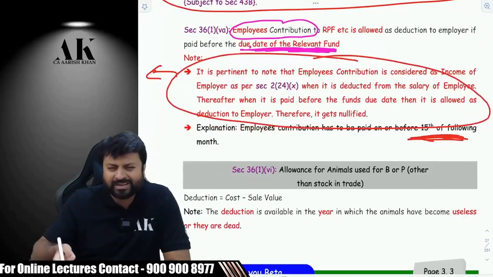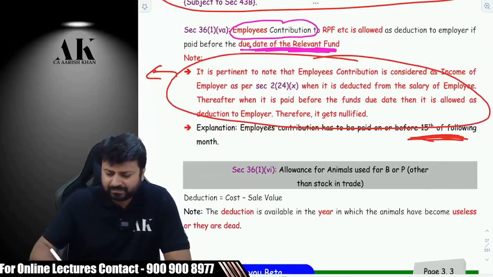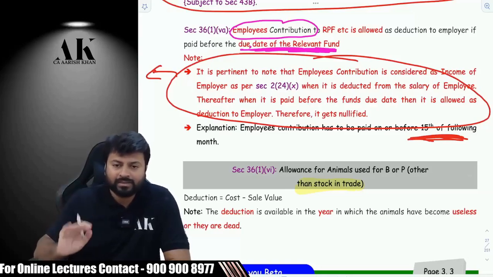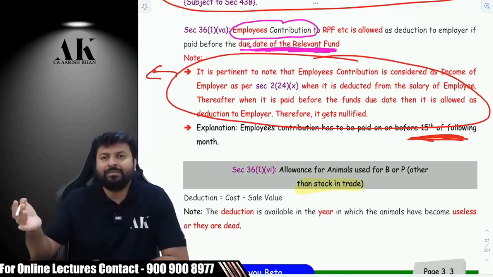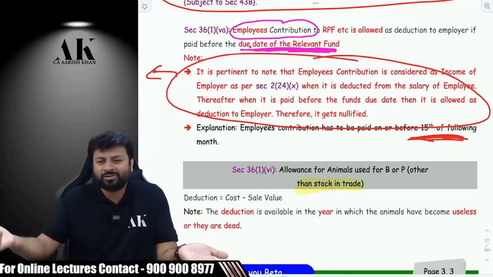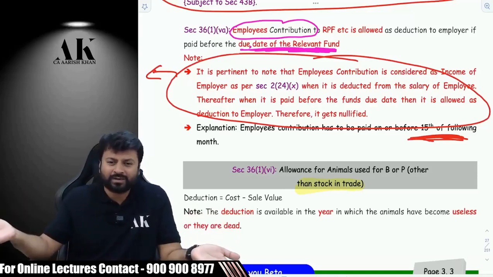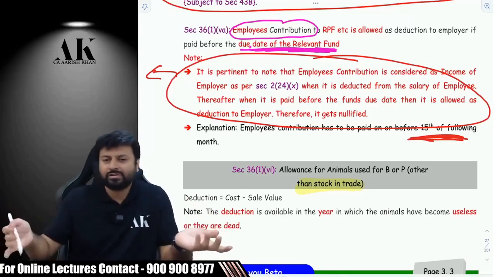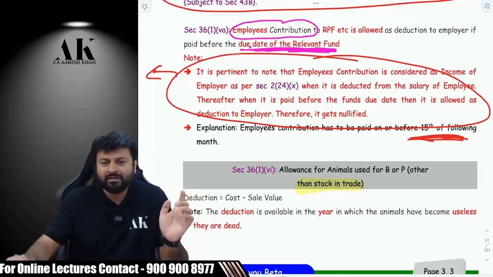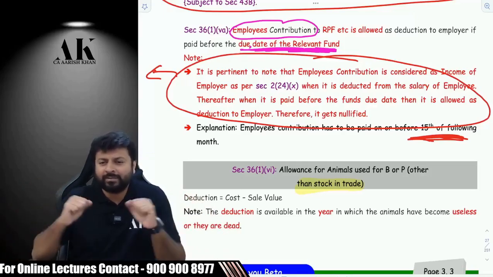Now there is a small deduction, allowance for animals. Why the hell would I buy animals in the business? Please tell me. I am not buying them as stock in trade. Otherwise you will say I will buy animals to sell. I can buy animals to sell. If I am buying an animal to sell, that is my purchase cost. Okay, that will be allowed as a deduction. Don't worry. Apart from purchase cost, I am not a trader of animals. If I am not a trader of animals, why the hell would I buy the animals? Please tell me.